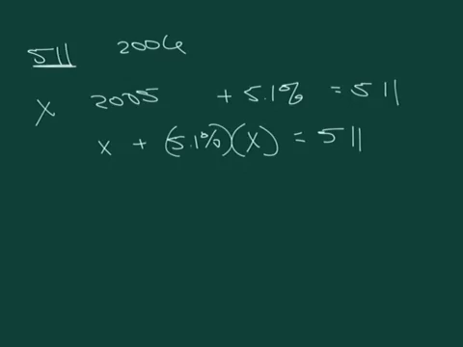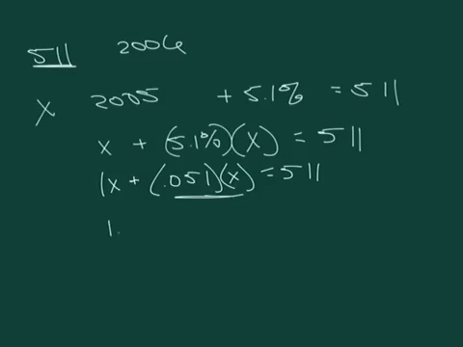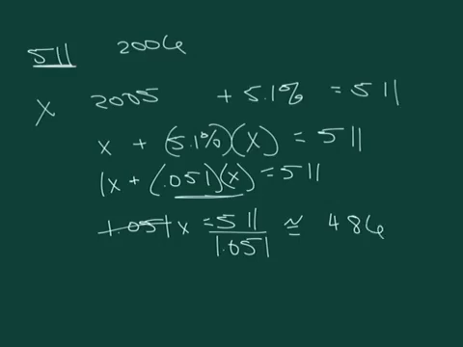All right, so let's change. Always have to change your decimal or your percent to a decimal if you're going to do any math with it. We're going to add this to 1, and we get 1.051x equals 511. Divide by 1.051, that goes away. We get a number similar to or close to $486 billion. Okay, and that's the answer that we get for that.